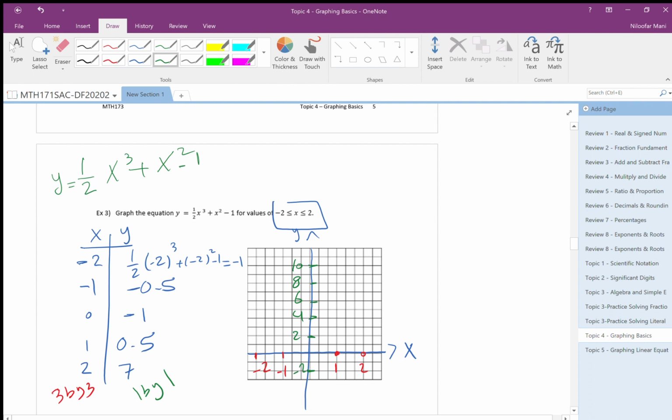Now I find all my values. So it's -2 and -1, it is here. Then -1 and -1.5, so it's here. Then 0 and -1, it's here. Then 1 and 1.5, so it's here. Then 2 and 7, so I go to 6 and 7 and it's here. Okay, so I do this.